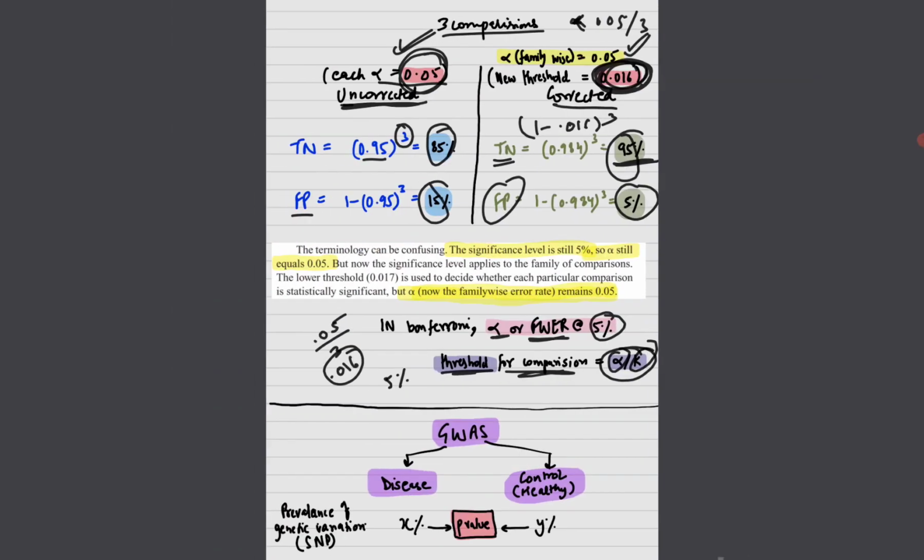Then I'll give you one example of one common type of experiment where we are doing this kind of correction, Bonferroni correction.